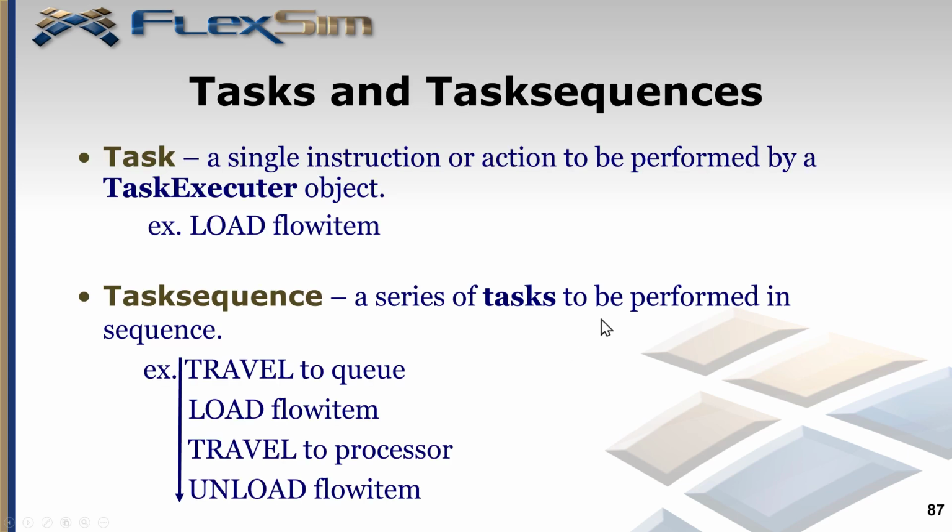A task is a single instruction or action to be performed by a task executor object. An example of a task is to travel to another object or to load a flow item. A task sequence is a series of tasks to be performed in a sequence. Task sequences are assigned to task executors, such as operators or transporters, and each task executor could have a queue of task sequences that have been dispatched to them at some earlier point and have not been completed yet. When a task executor completes a task sequence, it will immediately begin executing the next task sequence in its queue.